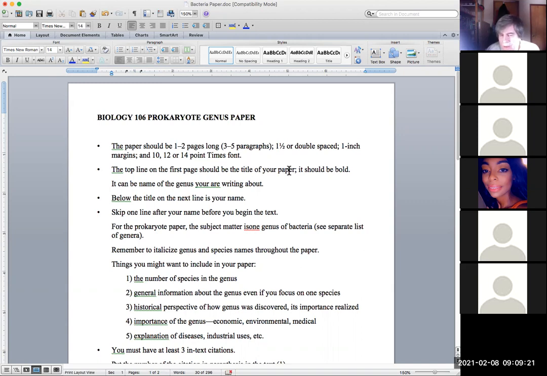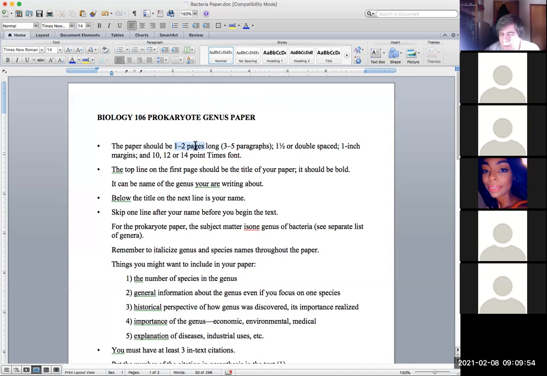So the top line is going to be the title of your paper. So instead of Biology 106 Eukaryote genus paper, your title can just be the name of the genus that you're writing about. But if you'd prefer, you can give it something else. You can talk about the bacteria that's killed more people than any other bacteria, the most deadly bacteria. So you can give it some other title if you would like. Your title is going to be in boldface.